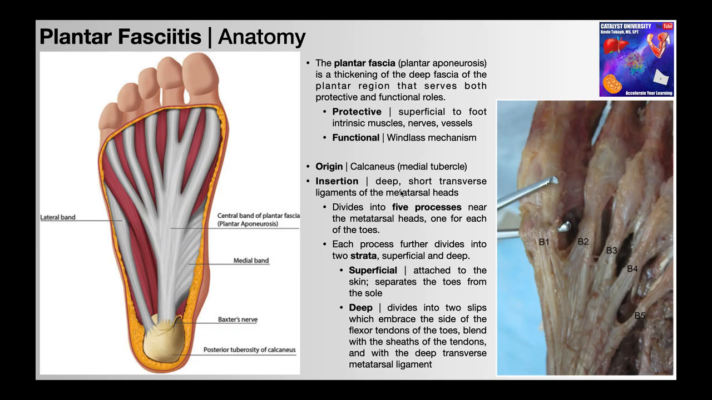Now, there are two major purposes of the plantar fascia. One purpose would be protective. Obviously, the plantar fascia, the aponeurosis, lies superficial to the intrinsic foot muscles, but also to nerves and to vessels, and so it really provides an extra layer of cushioning for the foot, which is important because we're obviously weight-bearing on it, and walking and jumping and landing and so forth, right? But its other purpose is very functional, and that's in the Windlass mechanism, which we're going to talk about right now.